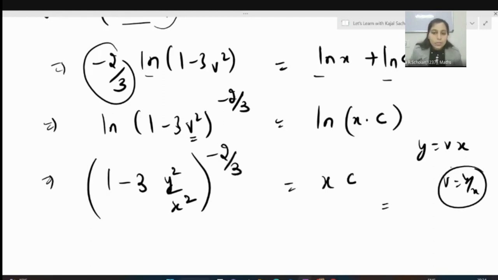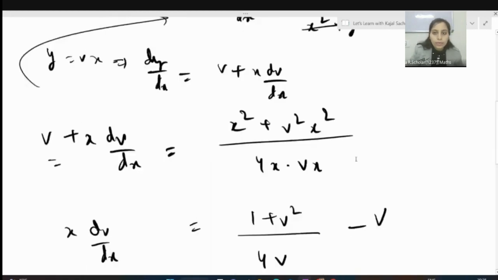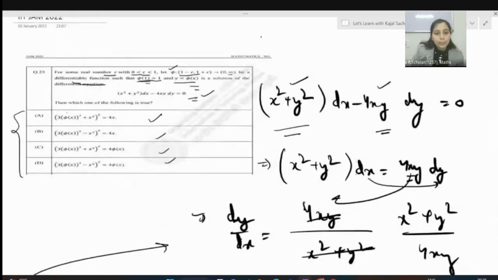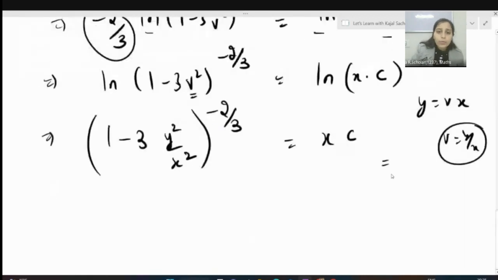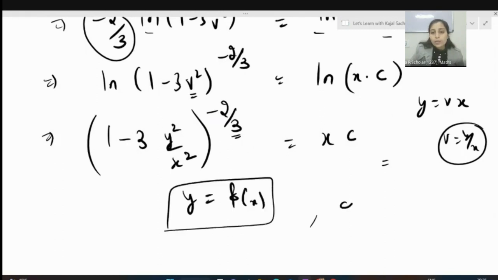So this is the required solution, but we have 4 options in phi. So use y is equal to phi x and phi 1 is equal to 1. Using both of these, we can remove the constant also and replace y by phi x, as we want phi x. It means we have to remove this fraction and also substitute y is equal to phi x, and for removing the constant, substitute phi 1 is equal to 1.